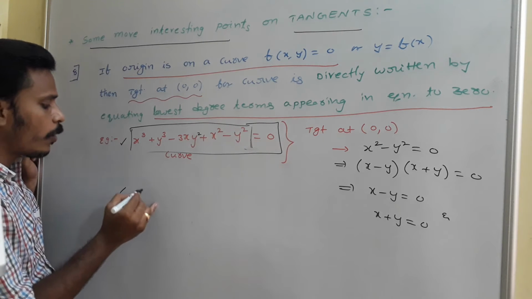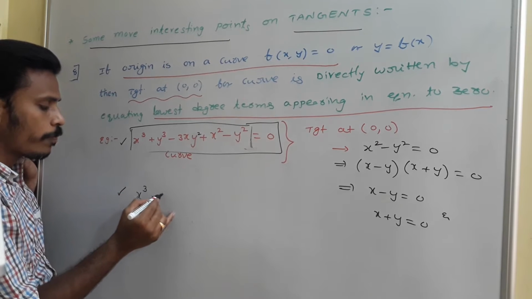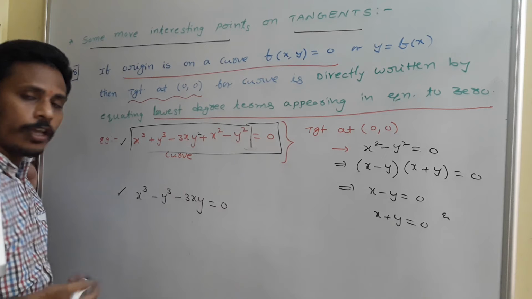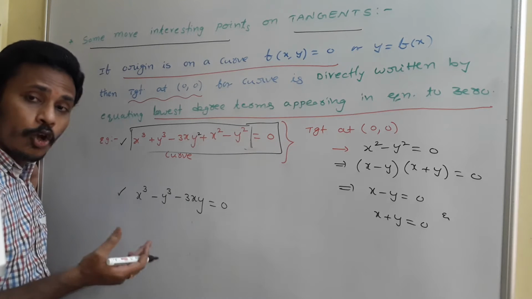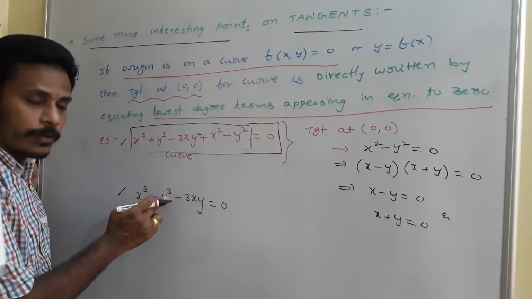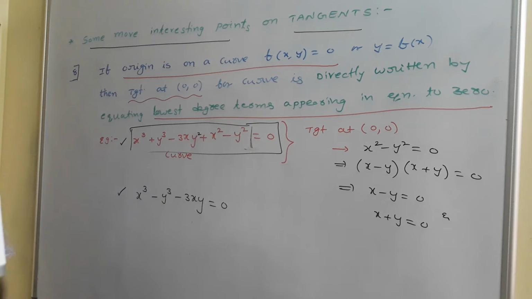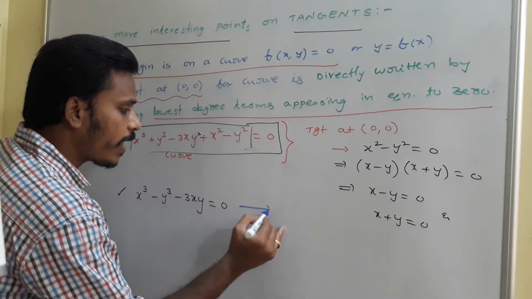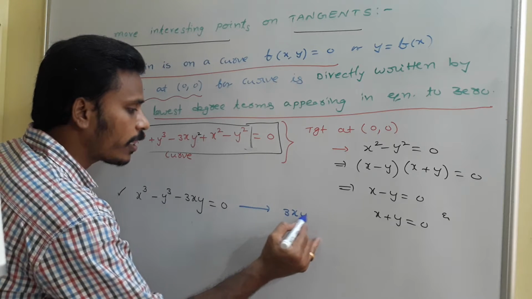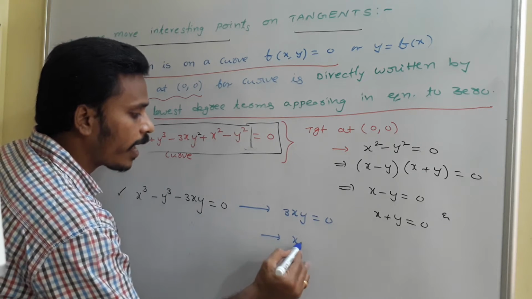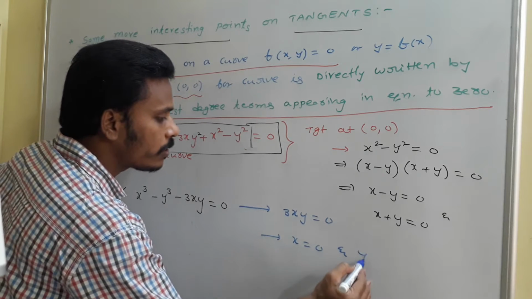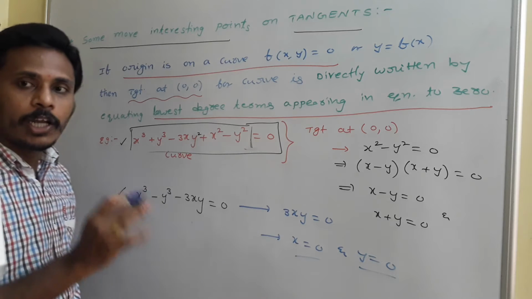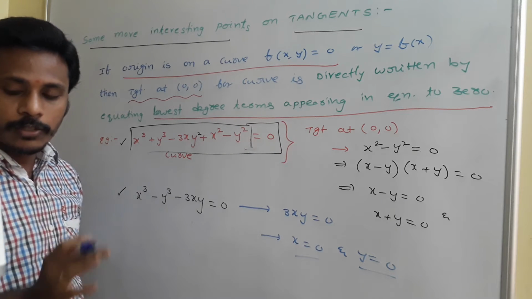For suppose if I have an equation like x cube minus y cube minus 3xy equals to 0, and this is the curve, what are the lowest degree terms? This is degree 3, degree 3. Here degree is 2. So the lowest degree terms give xy. So the equation of tangent at origin is simply 3xy equals to 0. From there x equals to 0 and y equals to 0. These two lines act like tangents for this curve at origin. So just have a look.